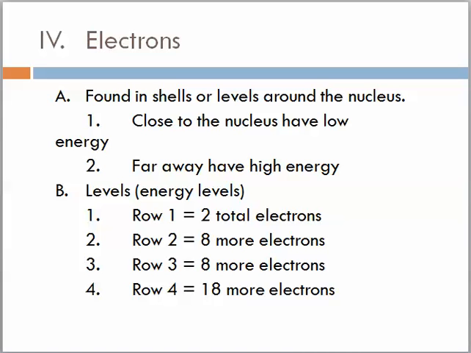Let's talk about what's floating around the nucleus. Around the nucleus, we have these electrons. Electrons are found in shells or levels around the nucleus. Sometimes they're called energy shells, sometimes they're called energy levels. I'm sure we'll have another name for them at some point too. I want you to realize that ones that are close to the nucleus have low energy. Ones that are far away have high energy.